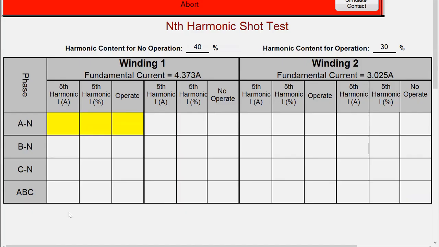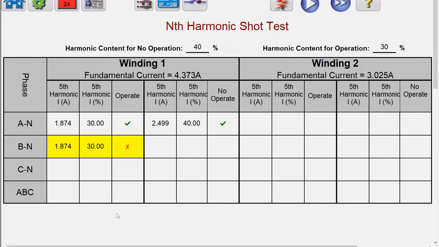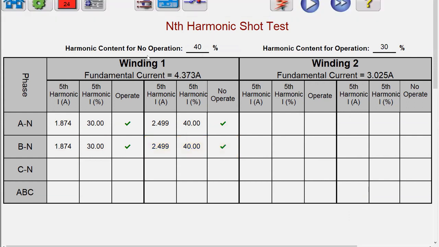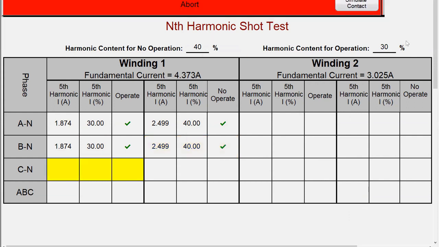Now I'm performing a 5th harmonic short test. The reason this is called a short test is that it's a go, no-go test. So which means I have a setting of 35% for my 5th harmonic, which means when I have a harmonic content of 40%, the differential will not operate. When I have a harmonic content of 30%, the differential will operate.